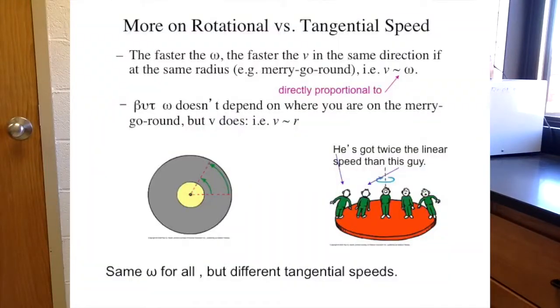Using the example here, see if you're on a merry-go-round, if you're near the middle or the outside, where do you go faster? You go faster if you're around the outside. So there your linear speed is more, although your rotational speed is the same because you're covering the same angle, right? The same change in angular location, no matter where you are on the merry-go-round. So in other words, the angular speed does not depend on where you are on the merry-go-round, but your linear speed does.